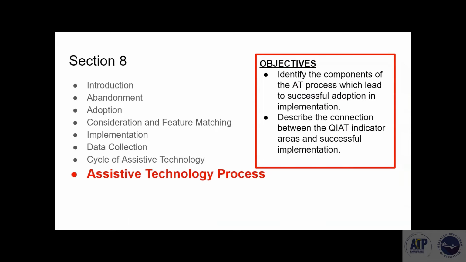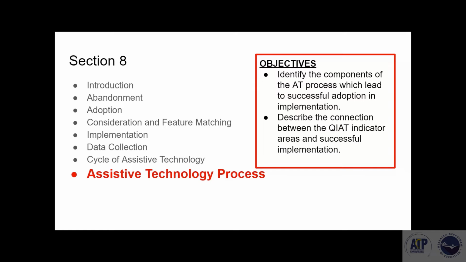So as we come to section 8, we can see the flow of everything that we've reviewed so far. Taking a look at the QIAT areas to identify what is good practice for assistive technology, the concepts of adoption and abandonment, how feature matching, implementation, data collection, and using a cycle of assistive technology can all set us up for students to receive the best consideration so that we can implement the technology, collect data, and be able to go back and revisit that if needed. And that all comes together in assistive technology process.